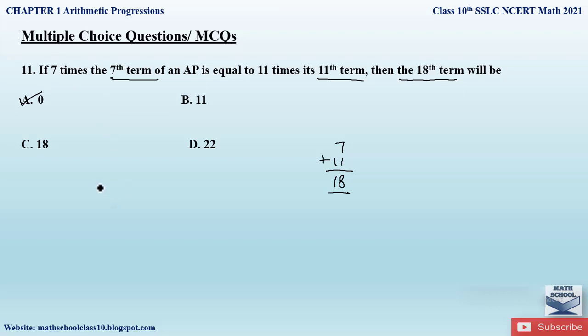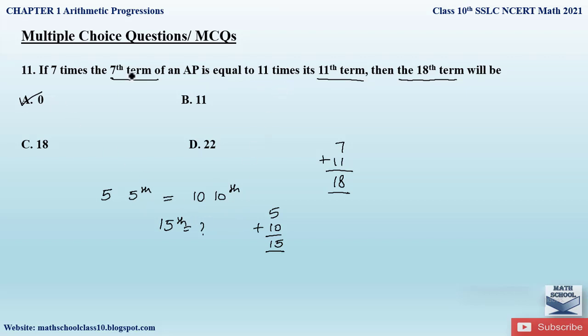When they ask you, 5 times the 5th term is equal to 10 times the 10th term, find the 15th term. So again here you can see that 5 plus 10 is equal to 15. So the 15th term answer will be equal to 0, right? So this is the shortcut method. Whenever such kind of questions come, you have to write the result 0.